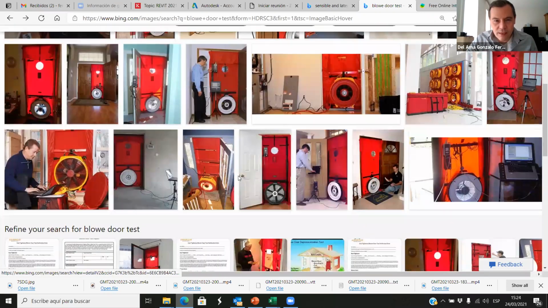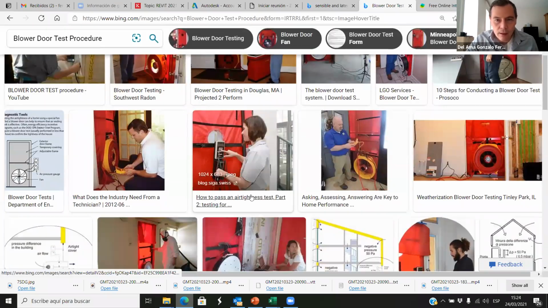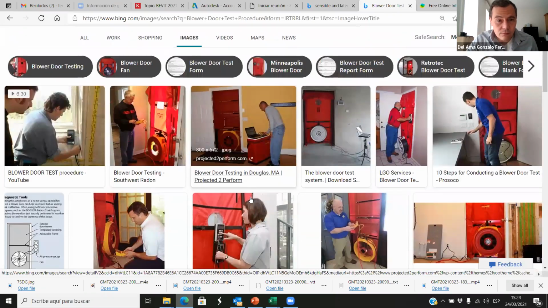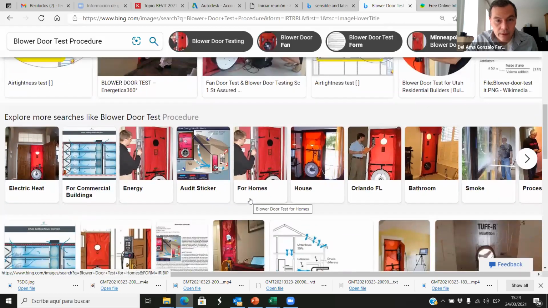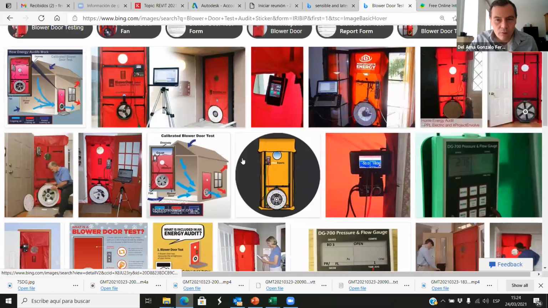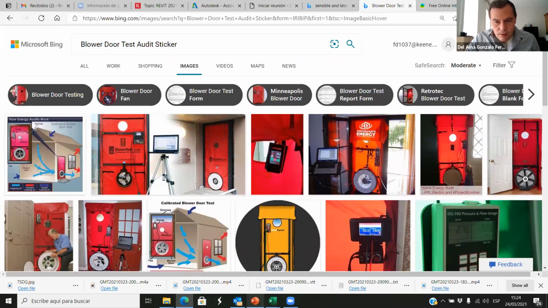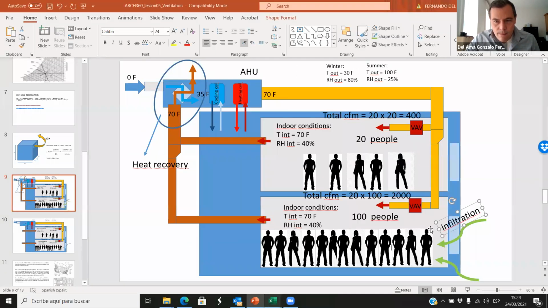We have this blower door test in our building. Well, I hope that we can use this in the near future because it's quite useful, because we have all the equipment to measure this infiltration rate. The problem is that to measure the infiltration rate, we need to create a condition in which it's very likely that we are losing air because of the infiltration.